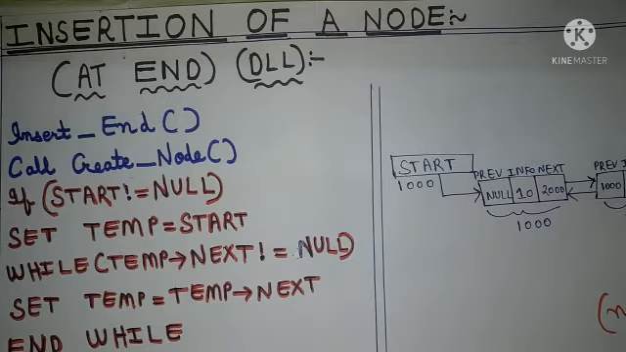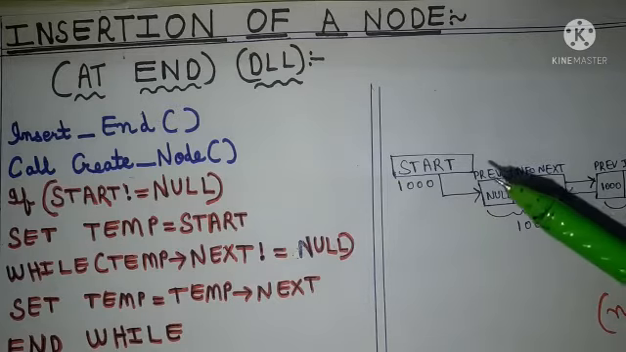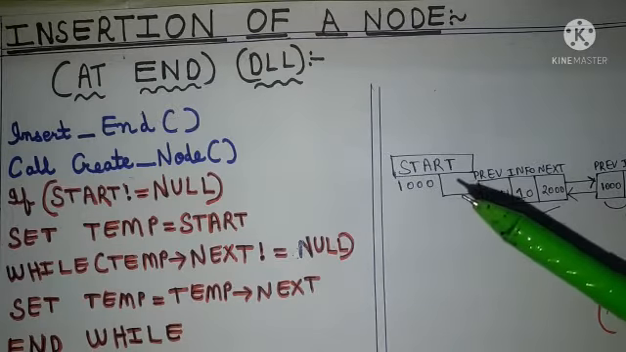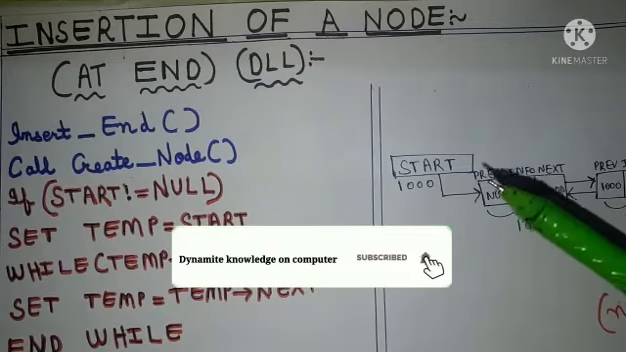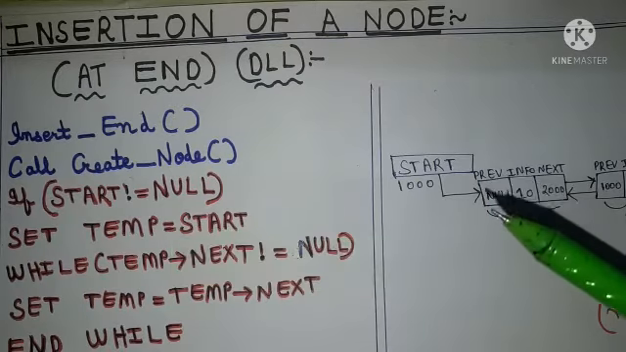And then, as we know, whenever we want to insert a new node into the list, we need to call the function create node. So we will call the function create node. Here the create node algorithm is already explained in my previous video. The link is given in the description box. You can go through it.